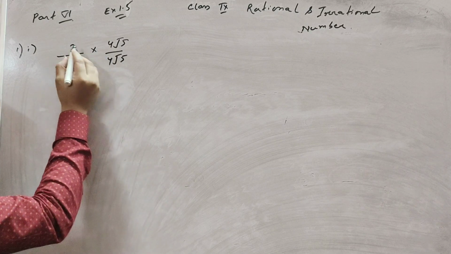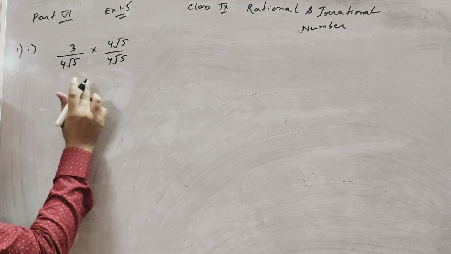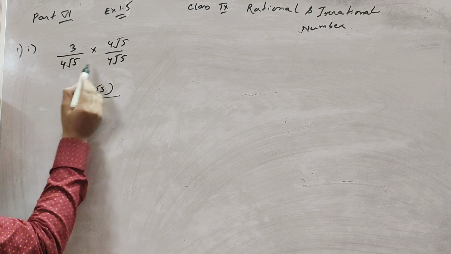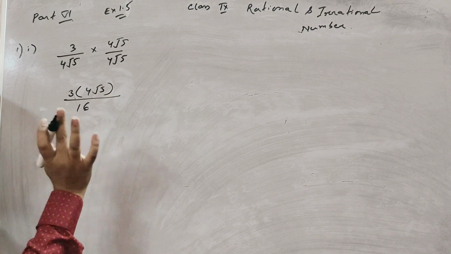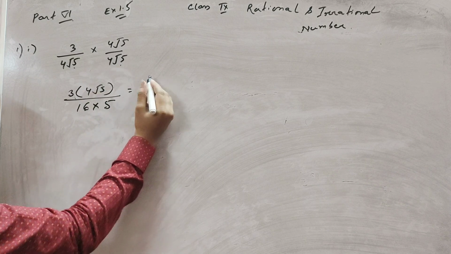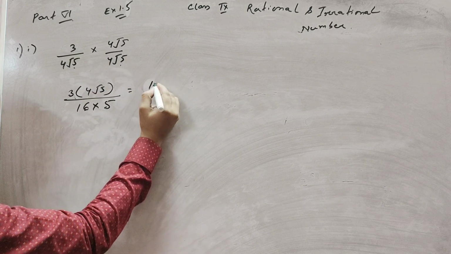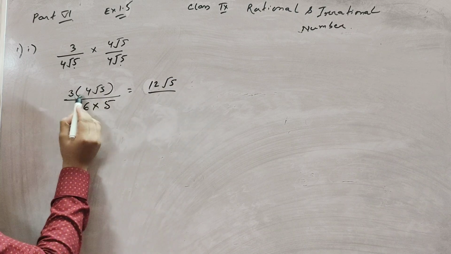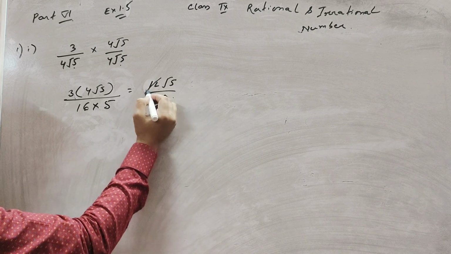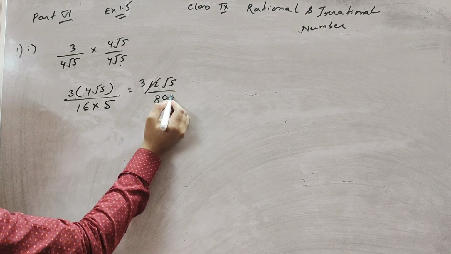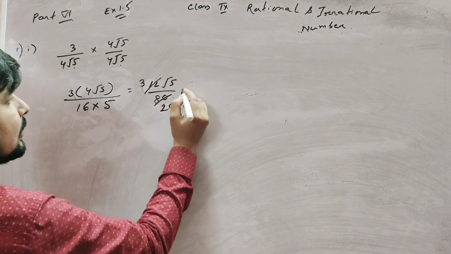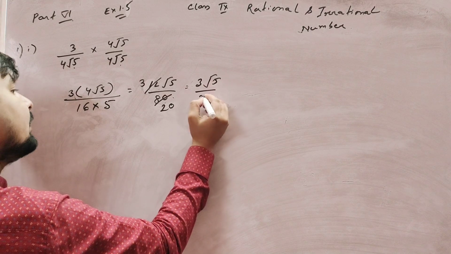Okay, so when you multiply this one, 3 into 4 root 5, and you multiply this one, 4 4s are 16, clear, into root 5 it's a single 5. Okay, so 3 into 4, it's 12 root 5, 3 4s are 12 root 5, and 16 5s are 80. So your answer, if you want to cut it down, 4 3s are 12 and 4 20s are 80. So your answer is 3 root 5 by 20.